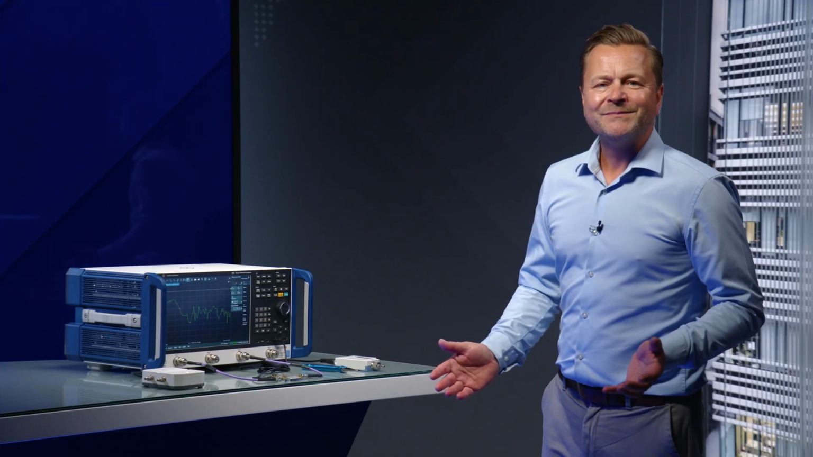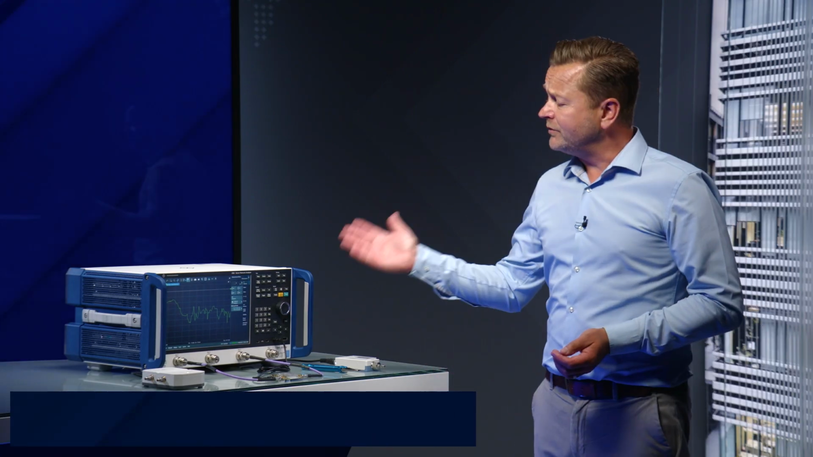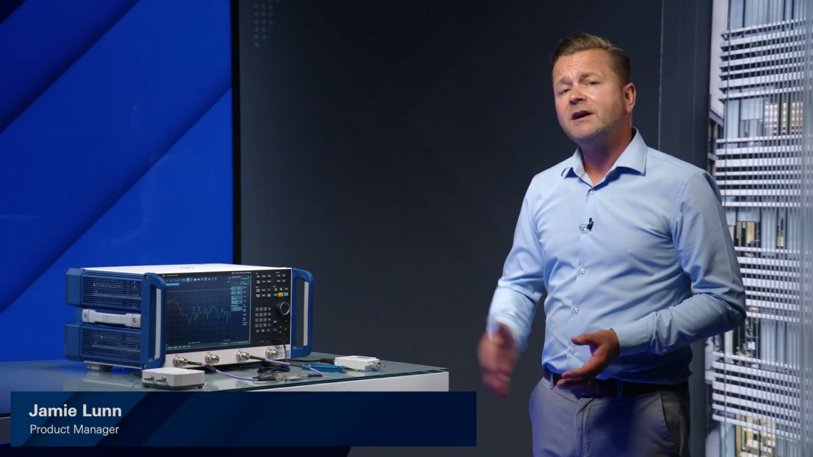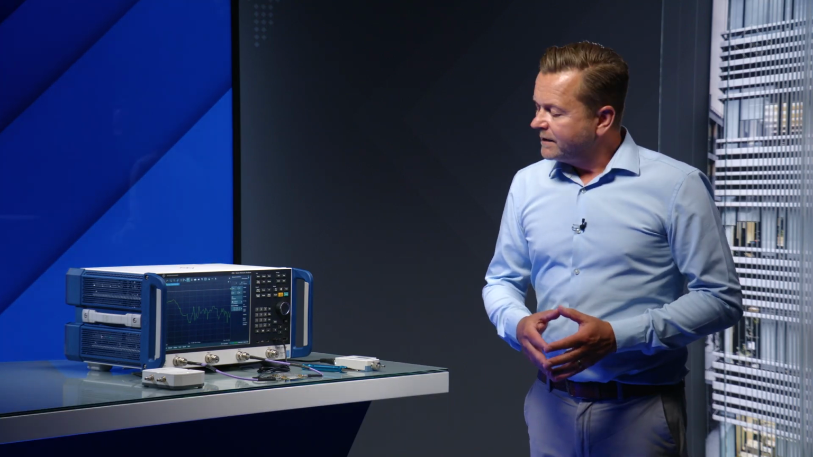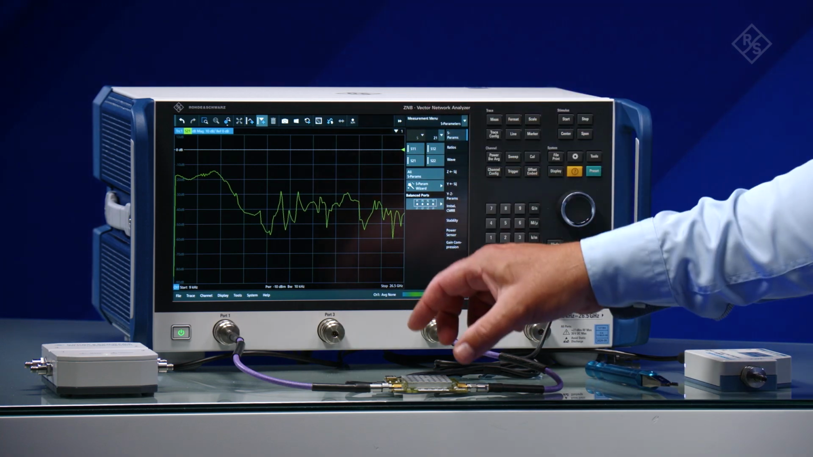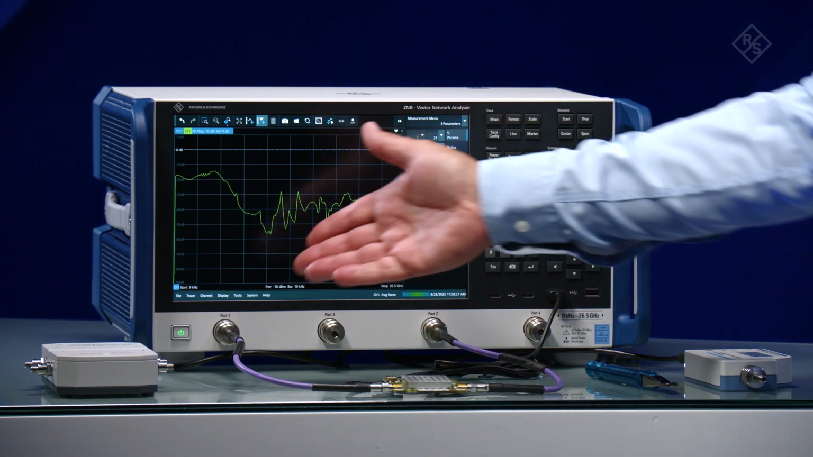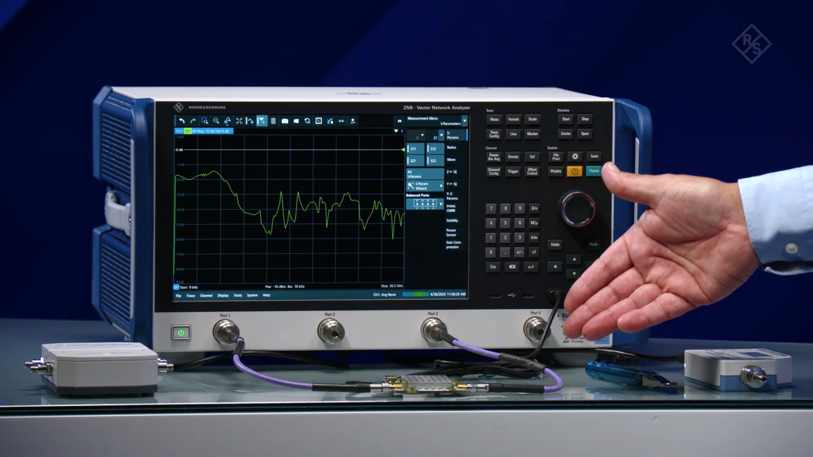Hello and welcome. Today, I'd like to show you how we can use our ZNB3000 network analyzer to perform compression point measurements on amplifiers. In this video, we're going to use a small signal USB powered amplifier, which we have connected between ports 1 and 2.